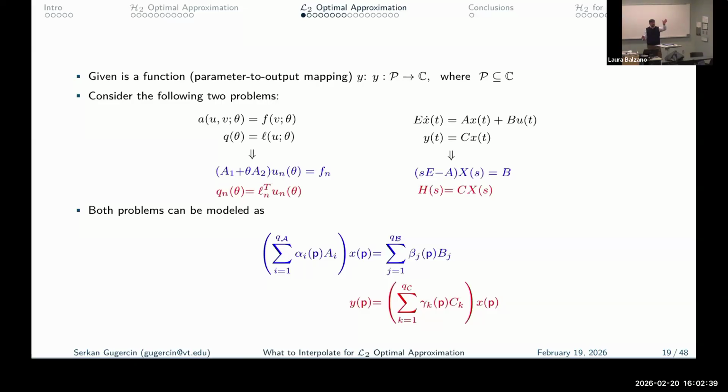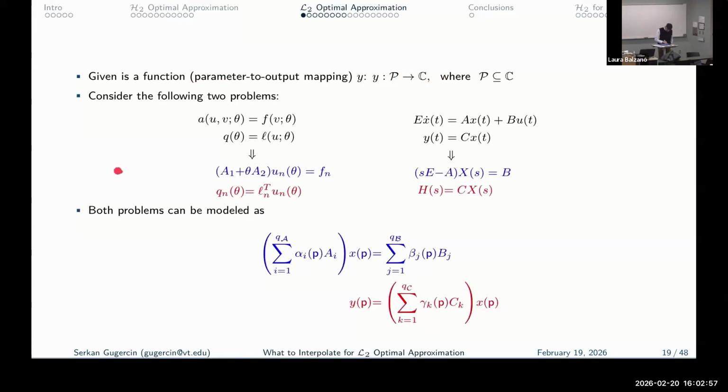Because I was in the L2 setting, I choose P to be the imaginary axis, I choose the Lebesgue measure, I got the H2 norm. What else can I recover from this? So, and then I have now a mapping Y, which maps the parameter to something, again, scalar C.